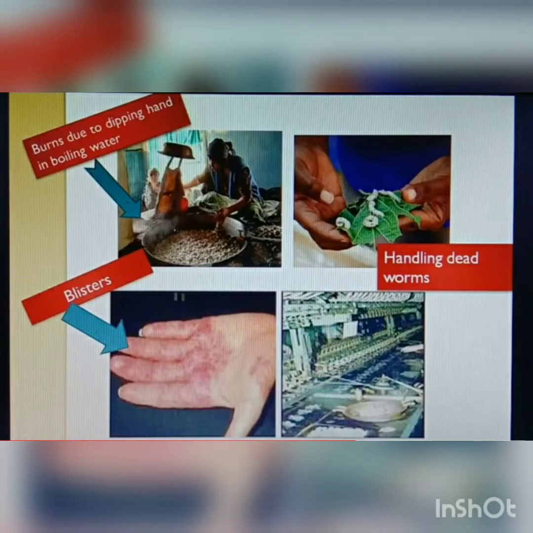People working in the silk industry suffer from many health problems. The workers who do reeling work have to put their hands in very hot water. This can cause the skin to blister and peel off and can lead to skin infections.